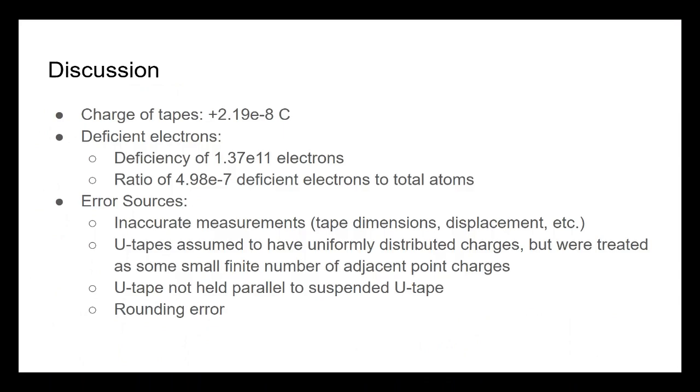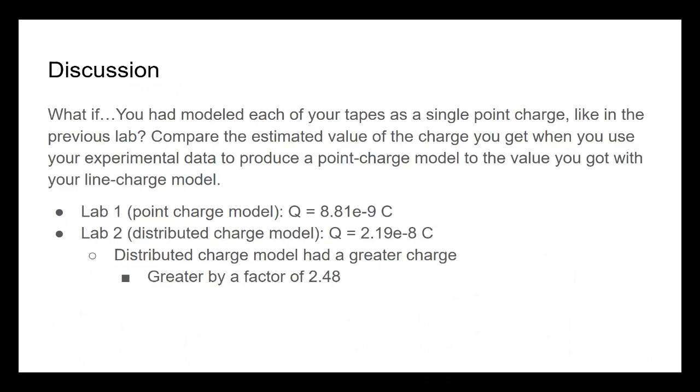force vectors. So as our discussion, again, we calculated the charge of the tapes and the number of deficient electrons, and some error sources include inaccurate measurements. We assume the U-tapes have uniformly distributed charges, but we treat them as some small finite number of adjacent point charges, so it's a little bit inaccurate. Not holding the U-tape exactly parallel, and some rounding error.